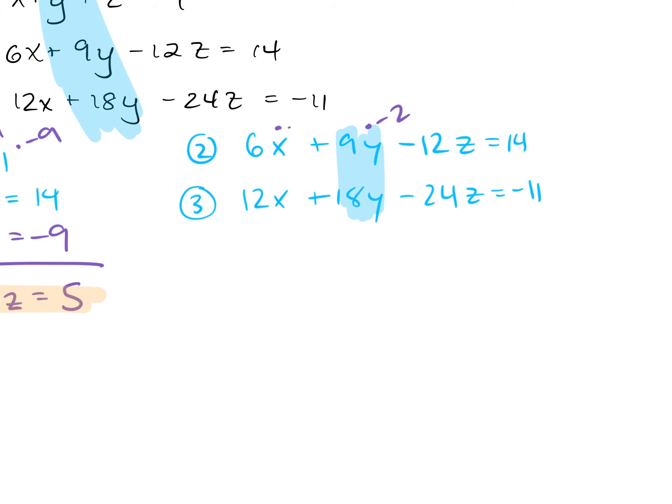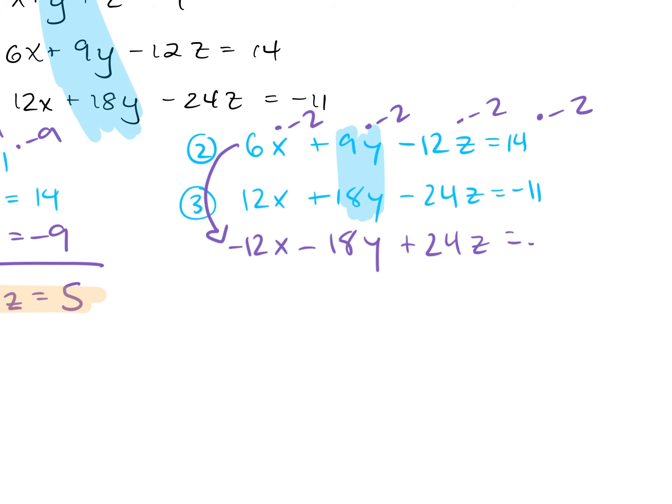Awesome. That would give me a positive 18 and a negative 18. Remember, they have to be the same number but opposites. Same coefficients but opposites. So I have negative 12x now, negative 18y, positive 24z, and negative 28. So will my y's cancel now?